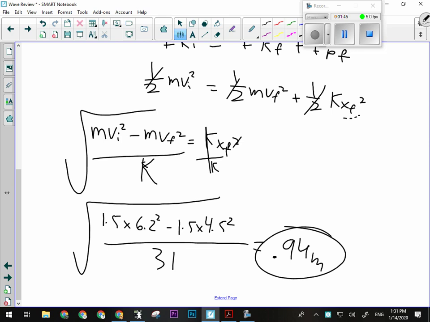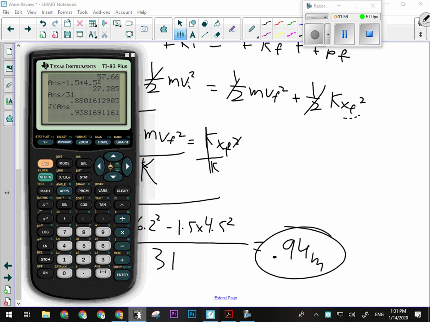Wait, why is it 0.94? Yes, 0.94. I got 0.93. 0.938. Did you round anything off? No, I just got 0.932 instead of 0.93. I probably missed a decimal somewhere, I think, yeah.